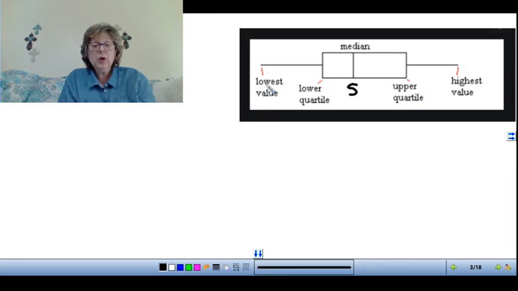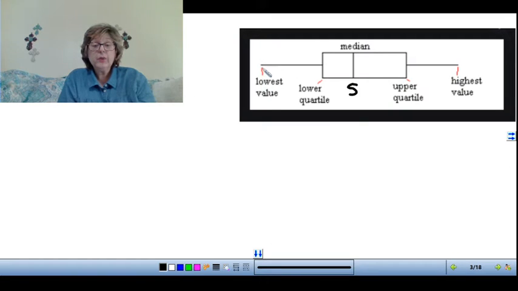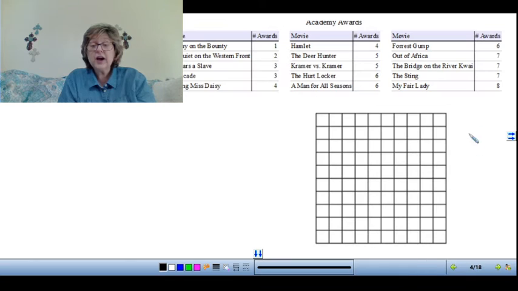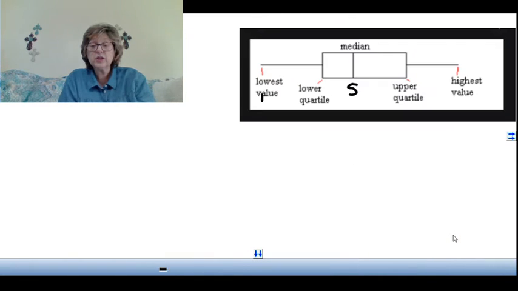The lowest value is what we call the minimum value. So the minimum value would have been a 1. So I'd put a 1 here. The highest value was an 8. So I would put, oops, I'm going the wrong direction, I would put an 8 here. Now these are my quartiles. This is my lower quartile, which is called quartile 1. This is my upper quartile, which is called quartile 3.